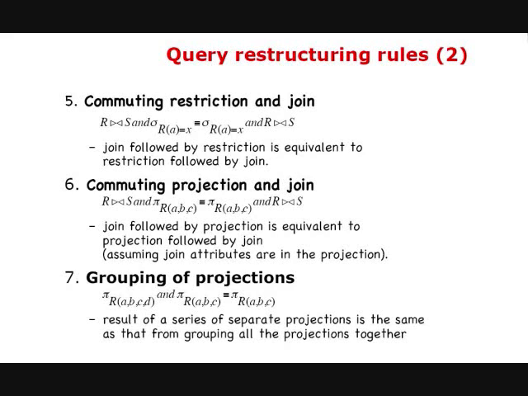Right, join followed by restriction is equal to restriction followed by join. So in other words, you can push those around in either order, you still get the same results. Projection and join, you can do the same, assuming that the join attributes are in the projection. Okay. And we can group projections together. So, essentially what it's saying is we've got a lot of freedom to reorganize a sequence of operations, to group operations together.